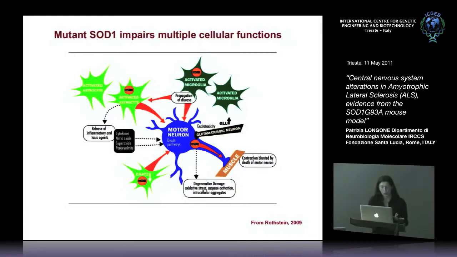Second, the observation that up to 80% of the sporadic ALS patients analyzed show a decrease in the glial glutamate transporter levels, which is extremely important in clearing the released glutamate from the cleft. And also the fact that primary motor neuron cultures treated with CSF from ALS patients were dying due to AMPA-mediated excitotoxicity. AMPA is a glutamate receptor.